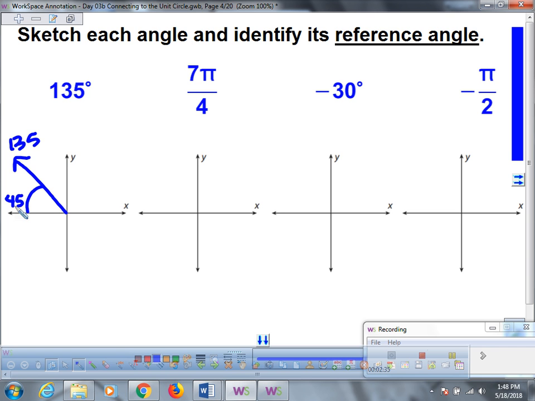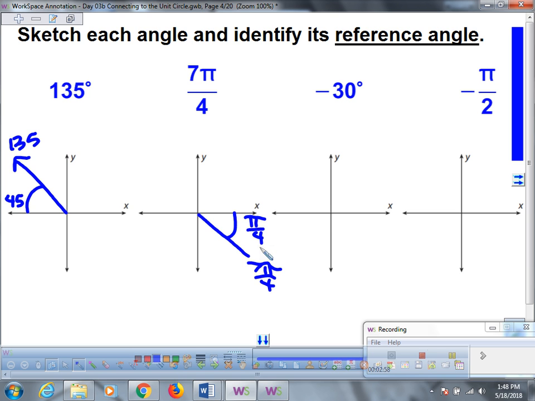7 pi over 4. What quadrant is that? Show me on your fingers. We're getting there. We're getting there. Most of you are saying 3 or 4. If 8 pi over 4 is all the way around, wouldn't 7 pi over 4 be here? And it's got a pi over 4 reference angle.